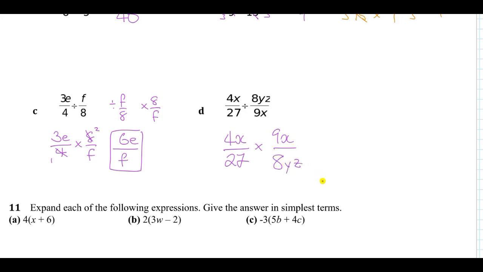For part D, again, I can flip, so 4x over 27 multiplied by 9x over 8yz. Now I can see 4 and 8, I can cancel again. 4 goes into 4 once, 4 goes into 8 twice, 9 goes into 9 once, 9 goes into 27 3 times. Now my x times my x will give me x squared, and my coefficients are now both 1. On the bottom, I've got 3 times 2yz, which is 6yz. That is my answer.